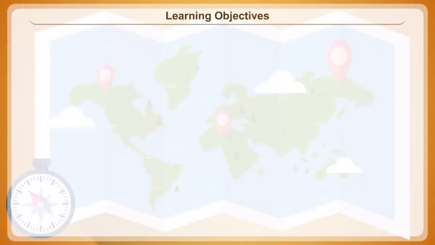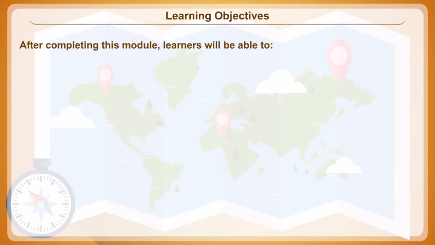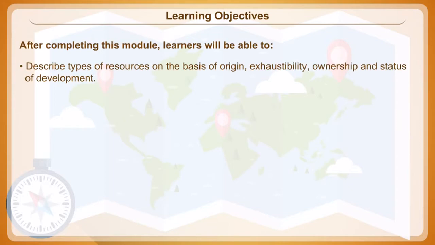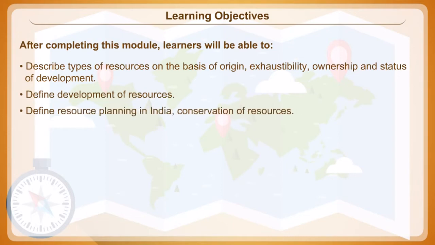Learning objectives. After completing this module, learners will be able to describe types of resources on the basis of origin, exhaustibility, ownership, and status of development. Define development of resources. Define resource planning in India, conservation of resources.